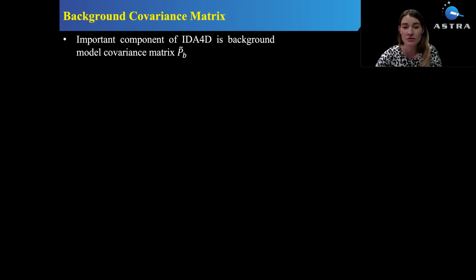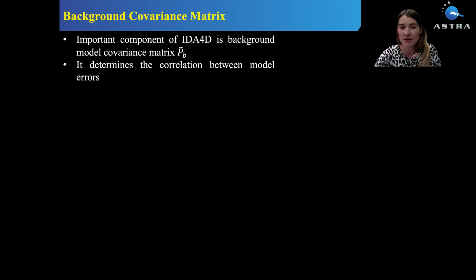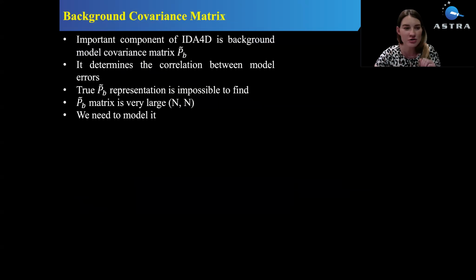An important component of Day-to-Day is the background model covariance matrix. It determines the correlation between model errors and how the transition happens from data-driven regions to model-driven regions. This matrix is very large and it's close to impossible to find its true representation. First of all, because we don't know the true ionosphere everywhere on the globe, plus it's computationally very expensive. It's a matrix of size n by n, where n is the number of grid points in data assimilation. So we need to find ways to model this matrix.